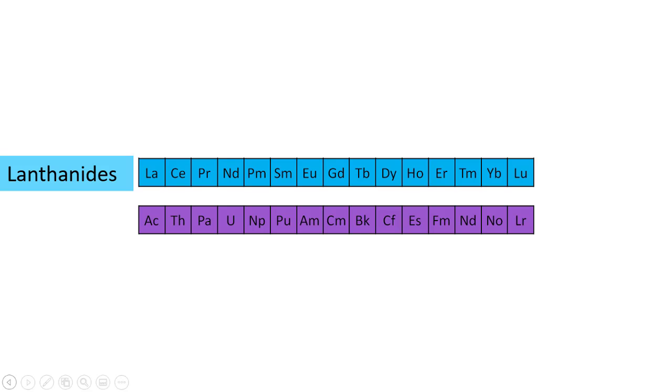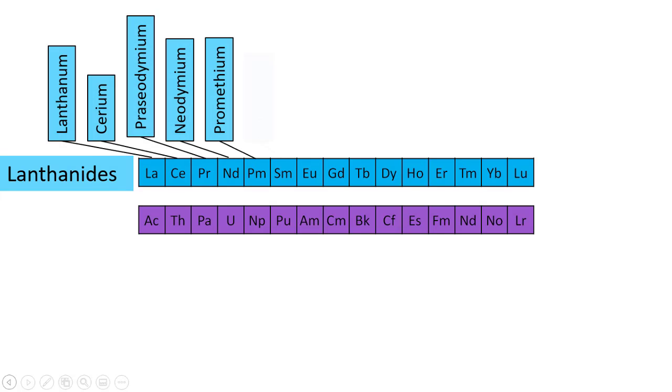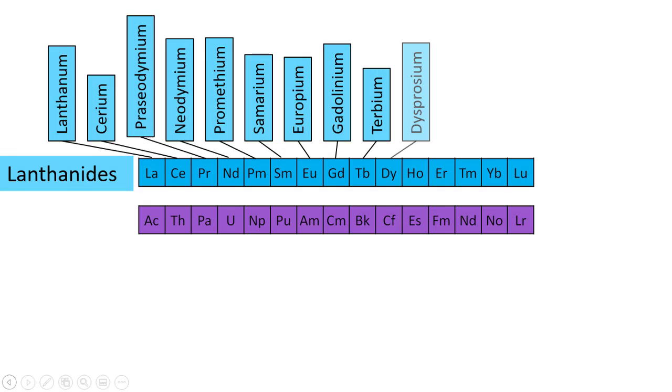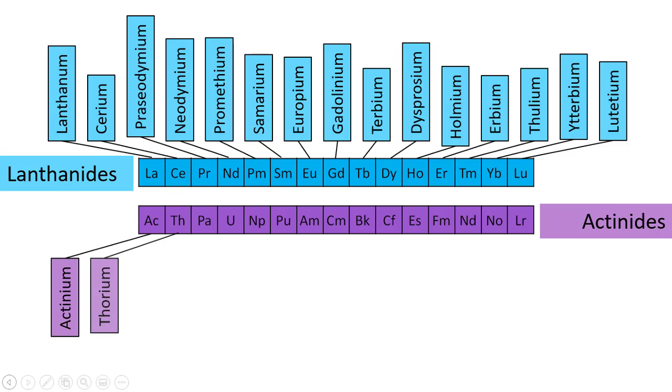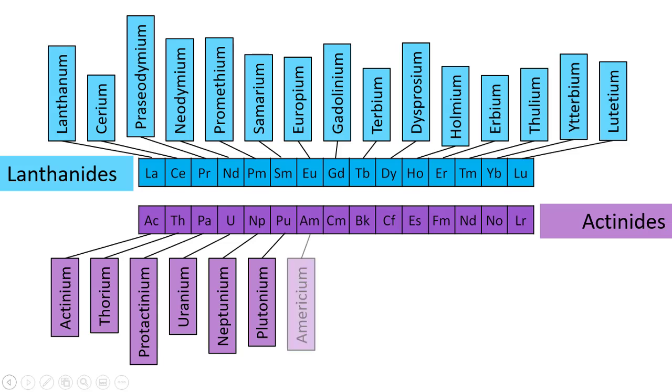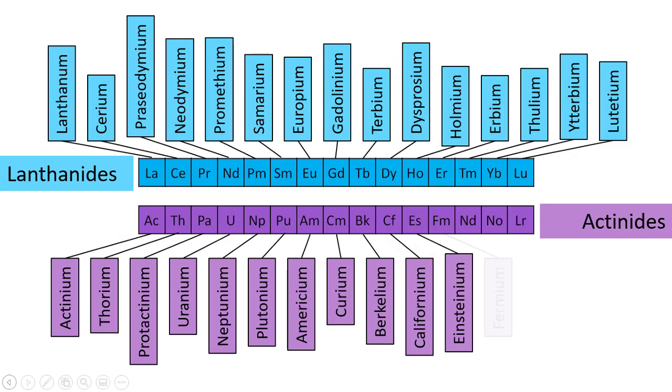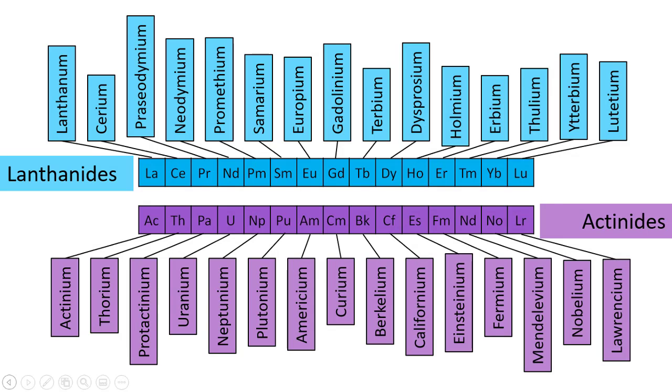they include cerium, praseodymium, neodymium, promethium, samarium, europium, gadolinium, terbium, dysprosium, holmium, erbium, thulium, ytterbium, and lutetium. The second row are collectively known as the actinides, after the preceding element, actinium. These include thorium, protactinium, uranium, neptunium, plutonium, americium, curium, berkelium, californium, einsteinium, fermium, mendelevium, nobelium, and lawrencium.